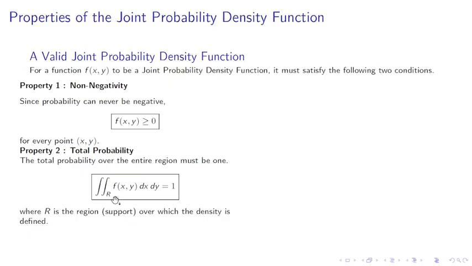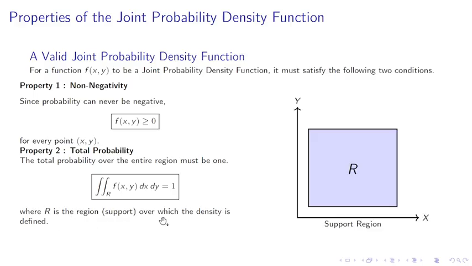Here R is the region. We call it the support region, or the region of the points x comma y over which the density is defined. Here, this is the region. This is the possible region of occurrence of the joint random variables x comma y. We call it the support region.